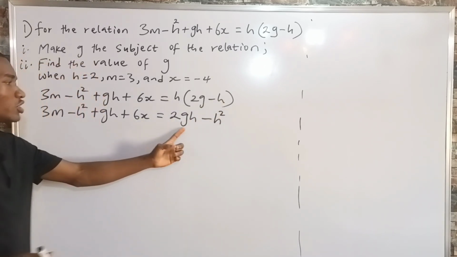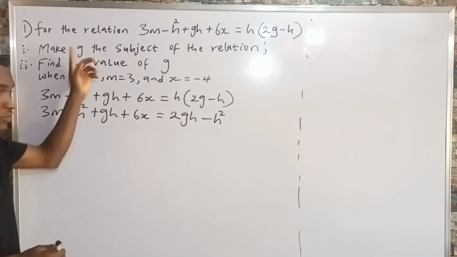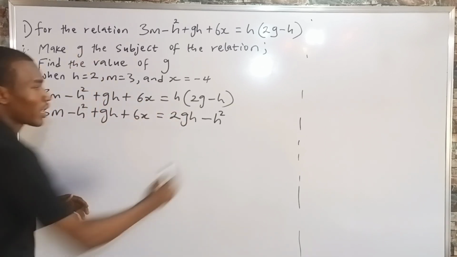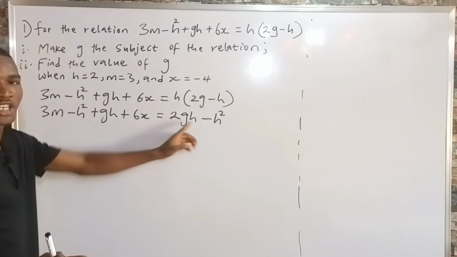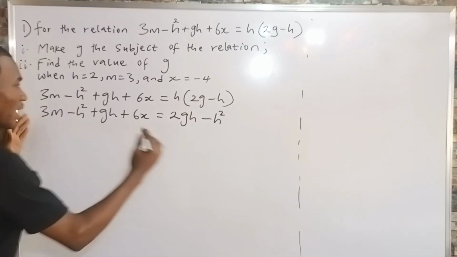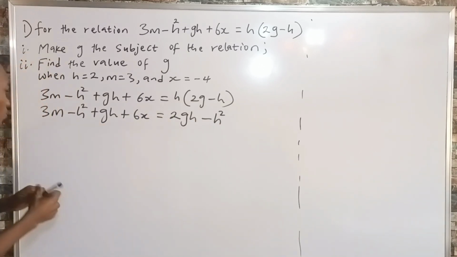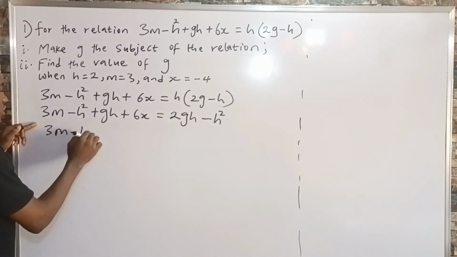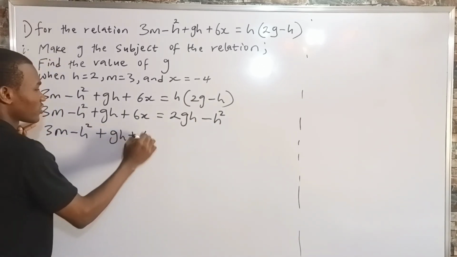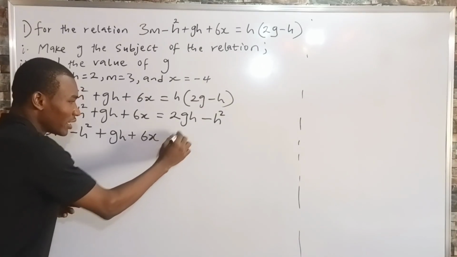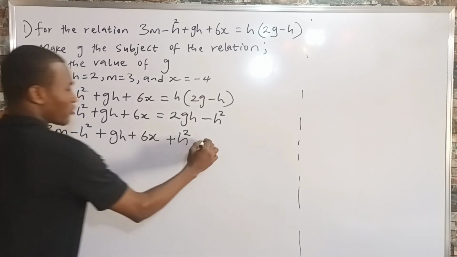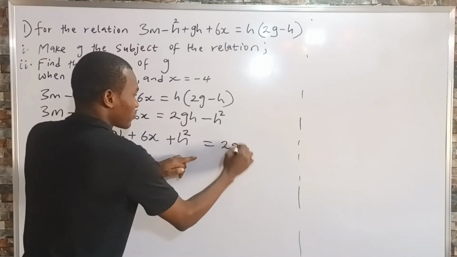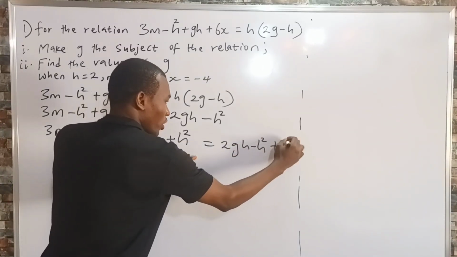Then since I already have 2gh here and I'm concerned with making g the subject of this given relation, the next thing I will do is to add h squared to both sides of the equation so that 2gh will be on its own. What do I mean? Let me add h squared to both sides of the equation. Doing that, I now have 3m minus h squared plus gh plus 6x. Then I will add h squared to this side of the equation, which is the left-hand side. Then for the right-hand side as well, the same thing will happen. I will now add h squared also.